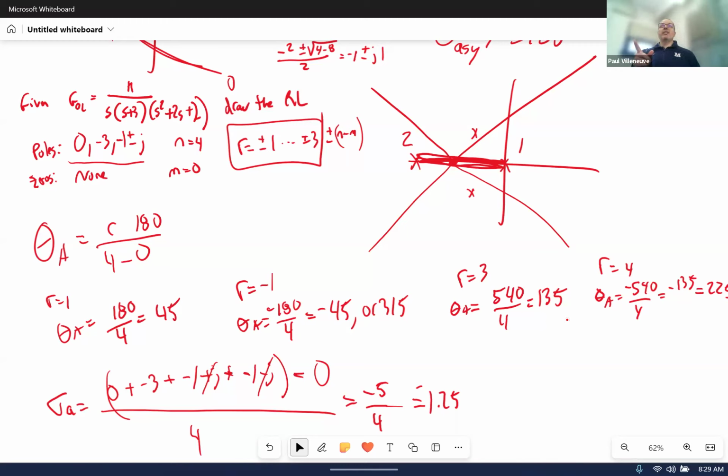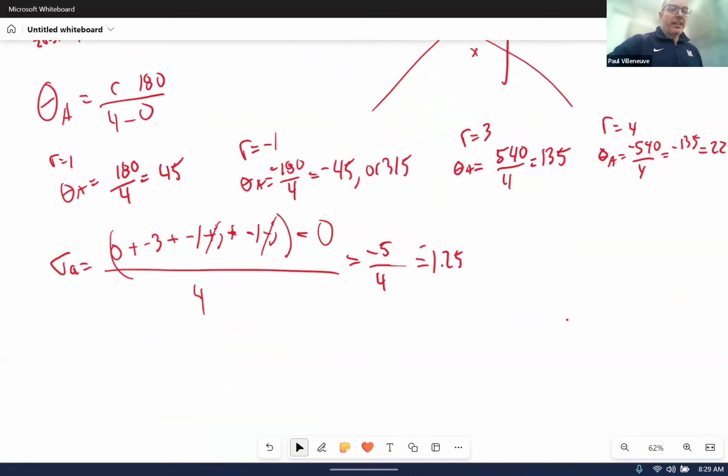When it leaves what? The real axis? Does it look like the root loci need to leave the real axis? Yeah, it does leave the real axis, so don't I need to know where it's going to leave? Yes. So I do need to calculate that sigma sub b point. How do I calculate what that sigma sub b is?